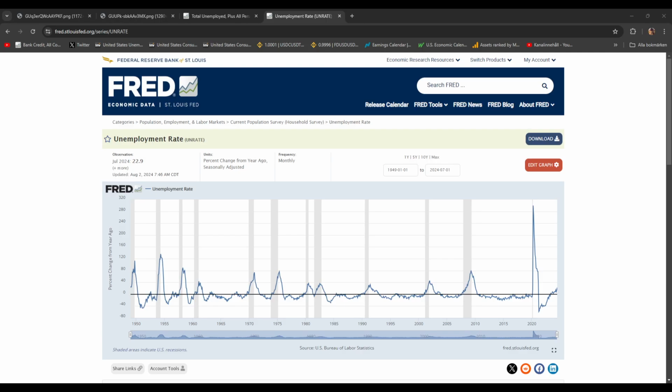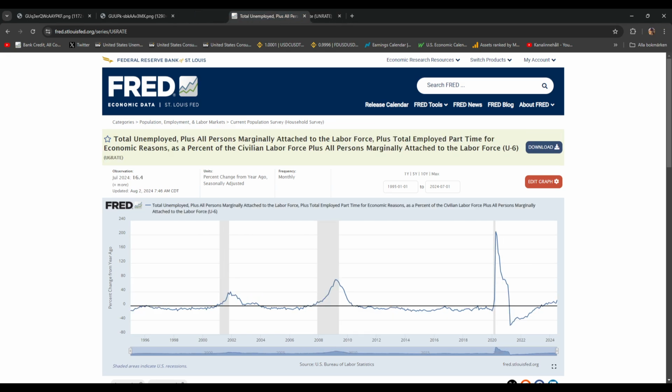Hi, wanted to go over something regarding U6 versus U3 unemployment rate, what the difference between the two are. So to begin with, this right here is the national unemployment rate, which is called U3. And then we have U6, which is the way that the unemployment rate was calculated prior to the mid-1990s. As you can see, this data goes back to 1995, so this was the way they calculated it before 1995.